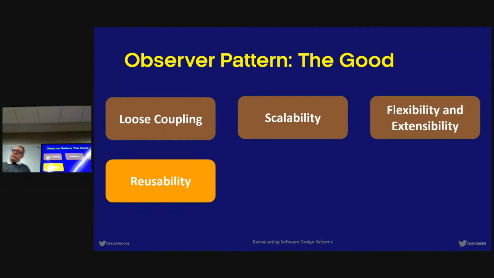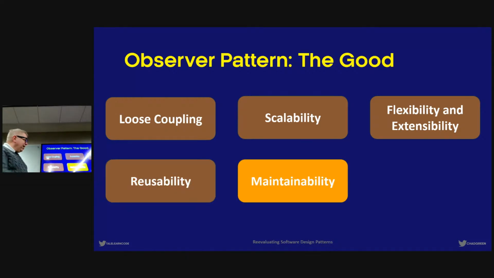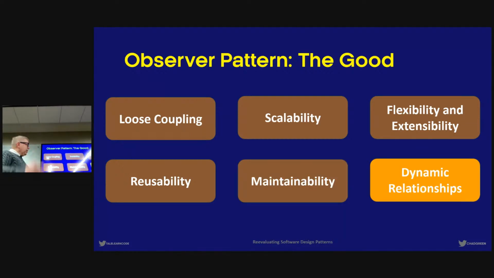I get reusability because I can use the same type of code to read multiple types of events. That helps with that. I do get maintainability because now I'm separating the code a little bit, making code more single focused. And then finally, it's all about dynamic relationships. We can create relationships and remove them as need be. Again, investment: I care about that stock today, but I don't care about it later. I got rid of it.